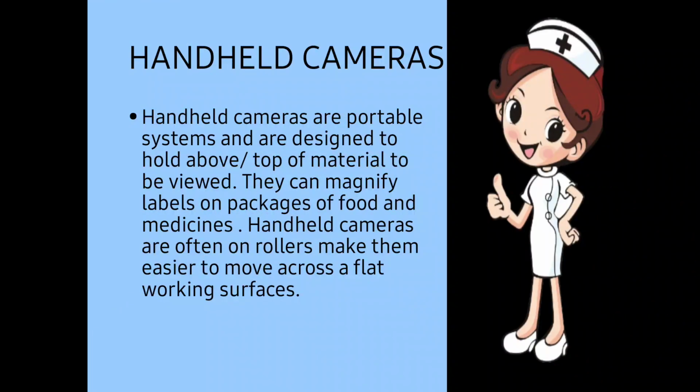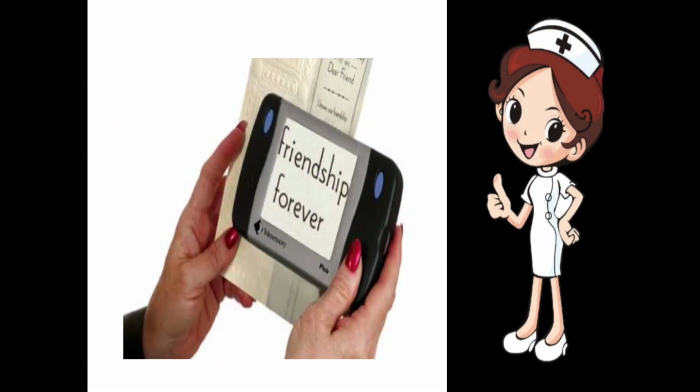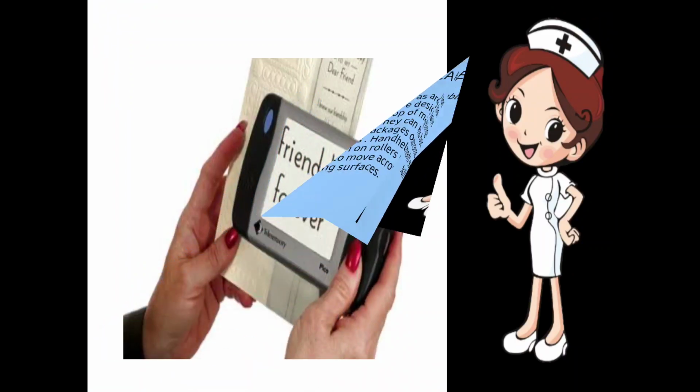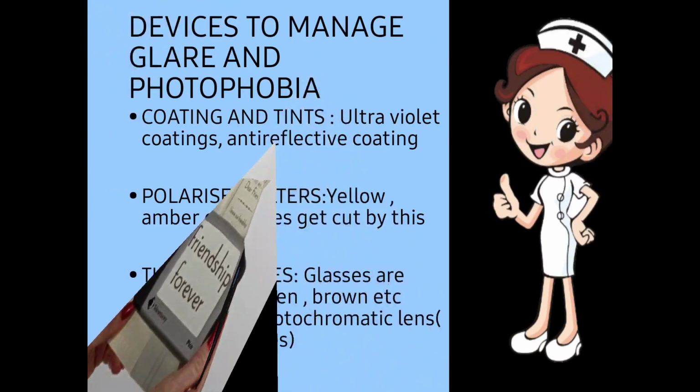Next one, handheld cameras. Handheld cameras are portable systems designed to be held above the material to be viewed. In this way they hold it and can use it for looking at food packages, labels on the food packages and medicines. Handheld cameras are often on rollers, which makes them easier to move across a flat working surface. In this way we will use the handheld cameras.